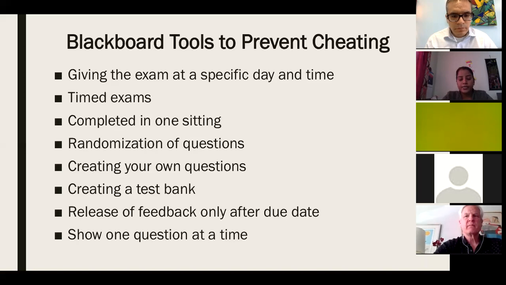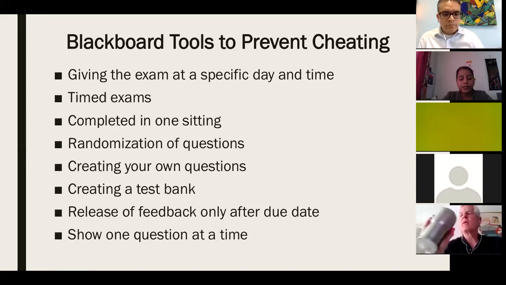Now, the next is randomization of the questions. If students are taking the test sitting together, they can just ask each other what the answer is for number one, and everybody selects that. So instead, you can randomize the questions. For that, you will have to create a pool, and I'm going to show you how to do that.